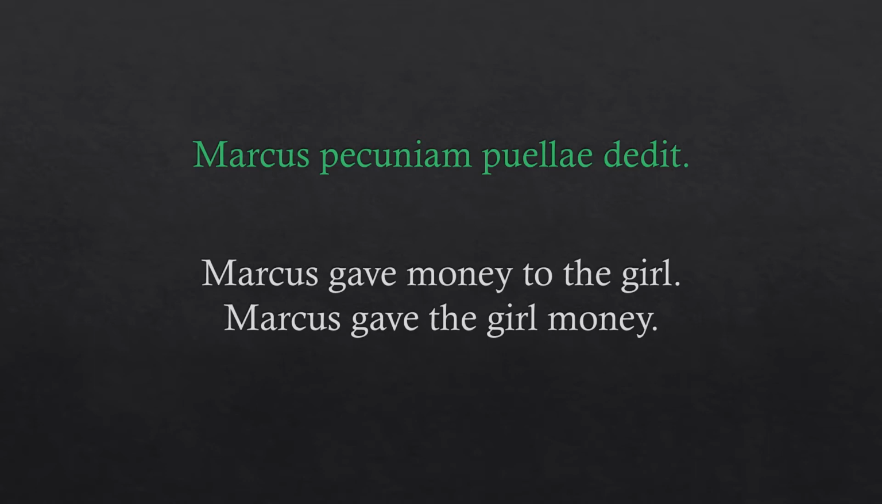If it was not clear to you at that point, which is okay, try translating puellae as a genitive. Marcus gave the girls money, or Marcus gave the money of the girl. Technically, these are grammatically correct, but don't they sound pretty weird? This is a very unscientific heuristic, but trying out different translation options and going with whatever sounds most correct often yields great results.